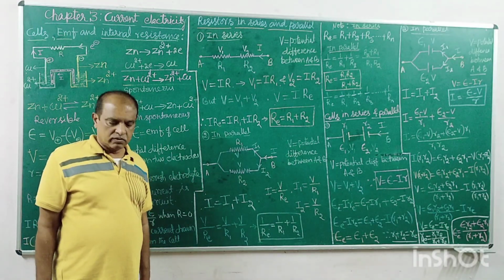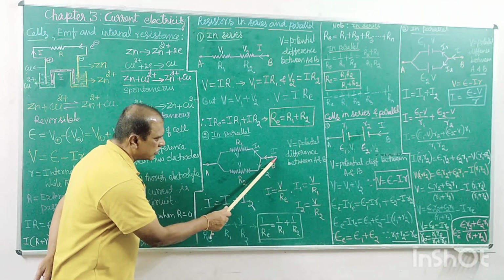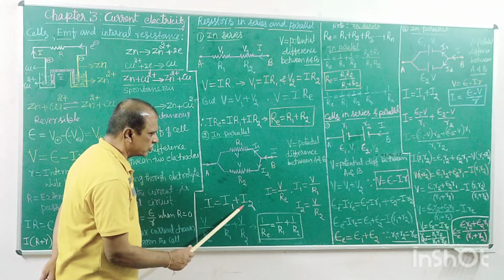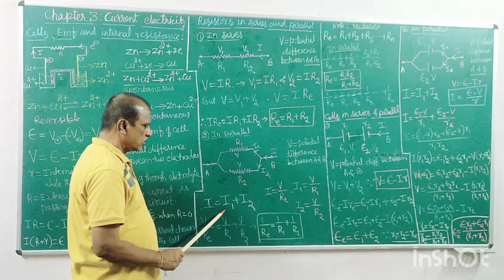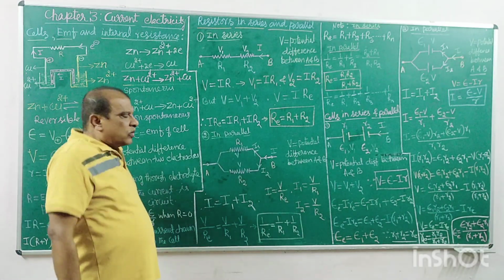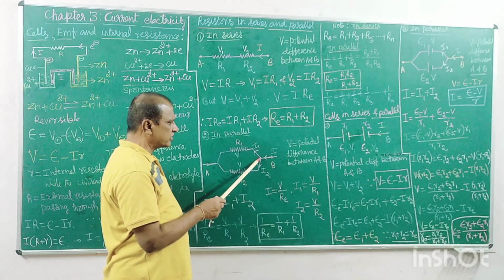What difference do we see? The difference is that I is not the same. The total current flowing through is I, and I is equal to I1 plus I2. What is this? Kirchhoff's first law. What is Kirchhoff's first law? Take a junction like this.